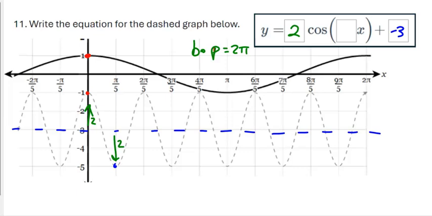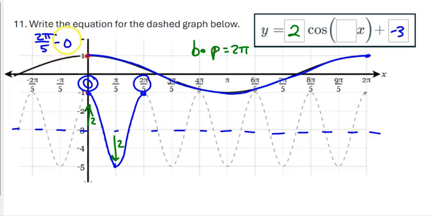So what we're looking for here is the length of a period. So the cosine graph has a shape like this for a period, a U shape. So the first period would go from 0 to 2 pi over 5. So if I take 2 pi over 5 minus 0, that's 2 pi over 5, and that is the length of the period. It's not the b value. So it's going to be b times 2 pi over 5 equals 2 pi.